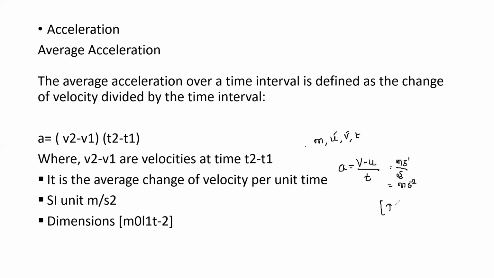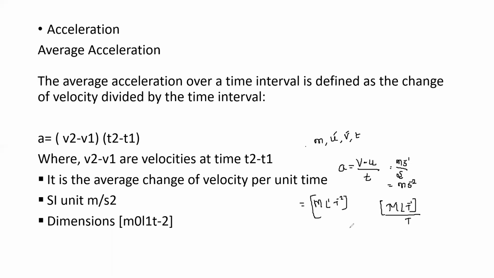Then the dimensional formula is written as follows. The dimensional formula for velocity is L T raised to minus 1, divided by T. Therefore, this can be written as M raised to 0, L raised to 1, T raised to minus 2. So this is the dimensional formula for acceleration.